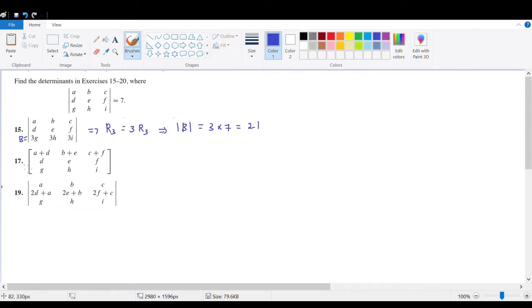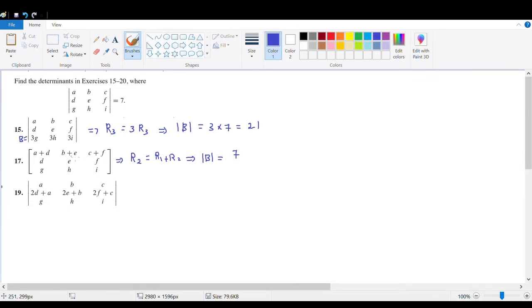Now for 17, we have this one, the original one. We do a row operation. It seems that the first row is added to the second row. So the row operation is row 2 equals row 1 plus row 2. And we know this one does not change the determinant, so the determinant of this one is equal to the determinant of the original, which is equal to 7.